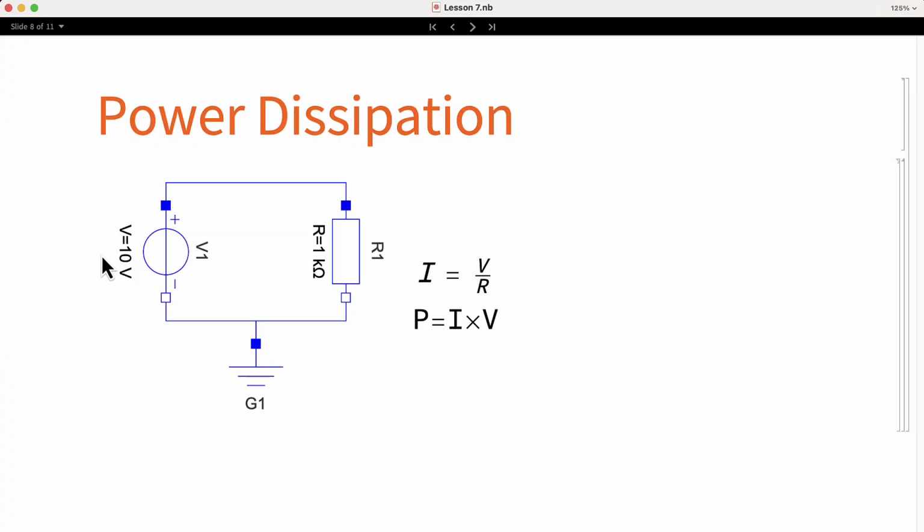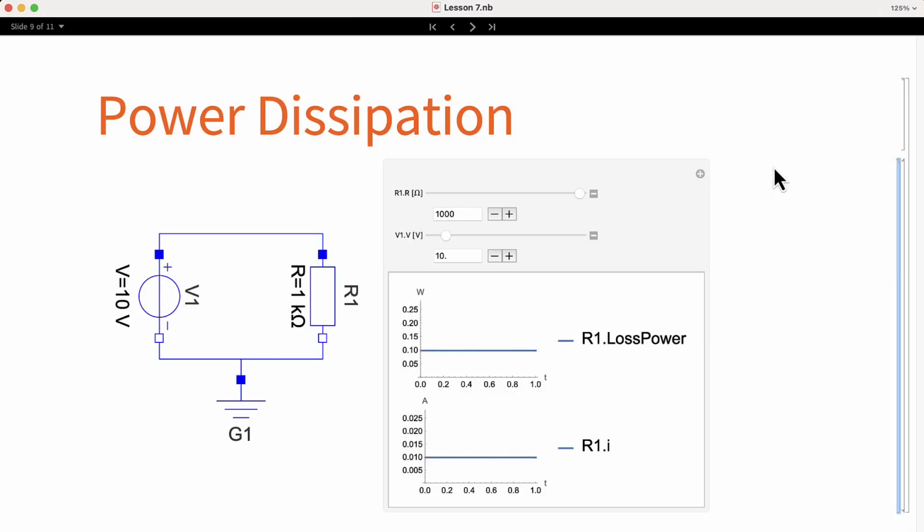A simple model like this can be used to exemplify the dissipated energy. We have a voltage source connected to a resistor. We can calculate the current using Ohm's law. Once we have the current, we can calculate the power. Here we can experiment a bit with values of resistors and voltage source. If the voltage source is 10 volts and the resistor is 1 kilo ohm, the power is 0.1 watts.